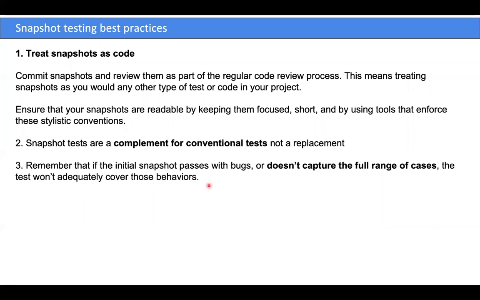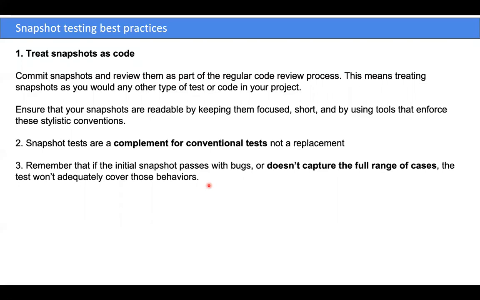And the very important thing is that if the initial snapshot passes with bugs, because when you have no snapshot, then the first snapshot will be generated and the test will pass. So if you have a bug right there, then snapshot testing will not capture the full range of cases. So it will not catch your bug.